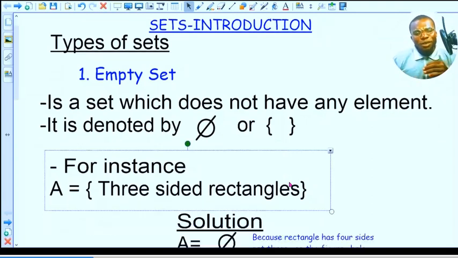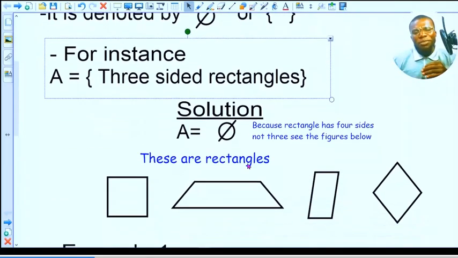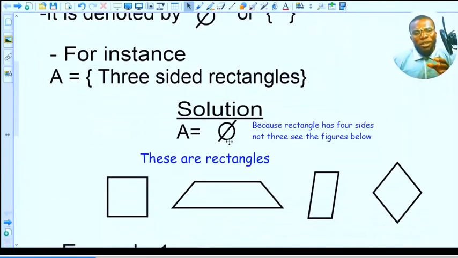Here is the solution below. Yes, I've tried to write it and to put some figures here. We can say that set A is empty. Why? Because rectangles have four sides, not three sides. So let me correct this word: three sides. Why do I say that the set A is empty?